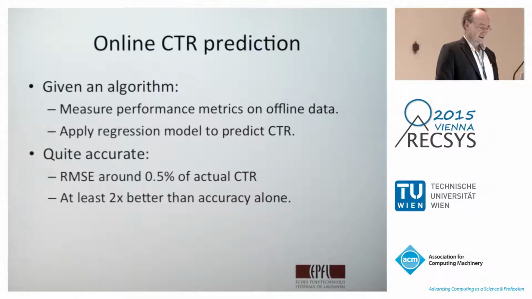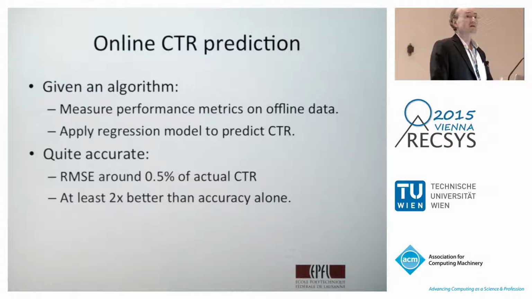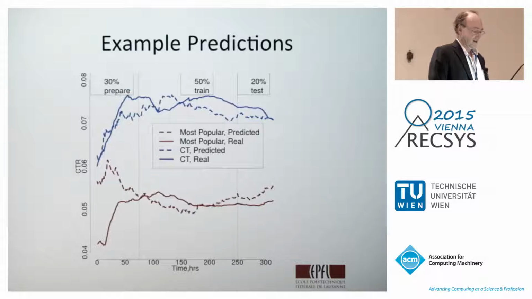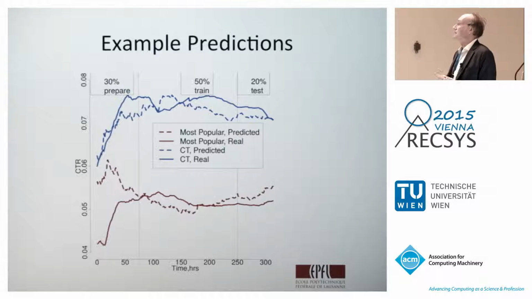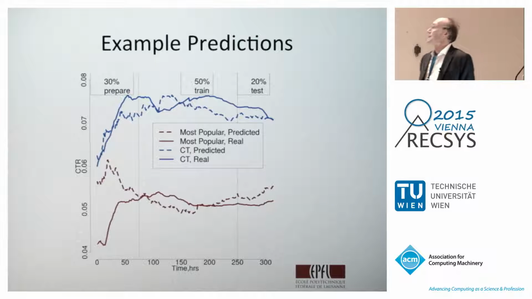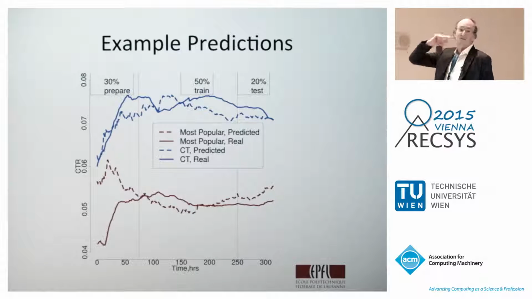And it turns out that this is actually quite accurate. When we're trying to predict the click-through rate of the online behavior of a CT algorithm, we can do that with just about 0.5% RMSE. And this is done on 4 measures together, which was accuracy, diversity, coverage, and novelty, I believe. It's in the paper otherwise. So those gave the best prediction results.